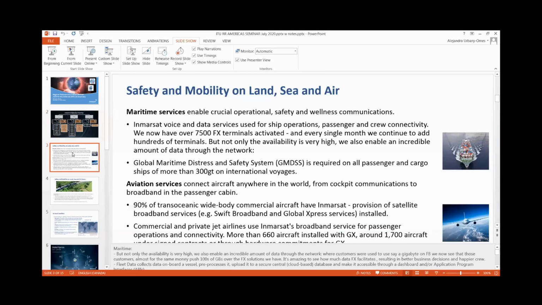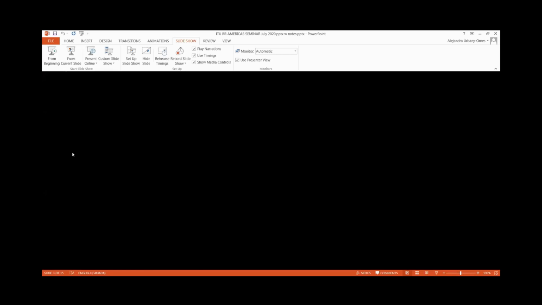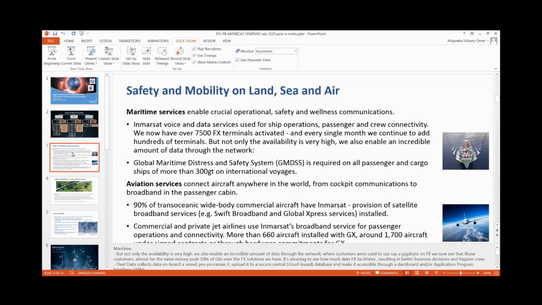Let me go now to where we talk about maritime services, aviation services, and later on land transportation. As you know, they are crucial for the operational safety and welfare of the communications. We have always offered, of course, we're known for that, maritime services on L-band. And with the new satellites of Global Xpress, we're providing not only connectivity but ship operations, and we now have over 7,500 FX terminals activated, which is Fleet Xpress. What's interesting is that the availability is very high on the satellites, and the amount of data through the network is incredible these days. As is well known, we provide the Global Maritime Distress and Safety System, which is required on all big ships of more than 300 gross tons.